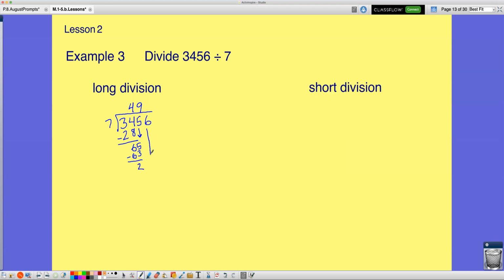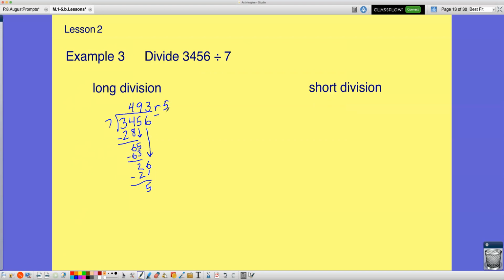We have to bring down the next number. And it's not 2, it's 6. I don't know what I was thinking there. 26 divided by 7 is the same as, closest we can get is 3, which will get us to 21. If we said 4, it would have been 28. That's too much. It has to be below the 26. So 26 minus 21 is 5. So that means our remainder is 5.